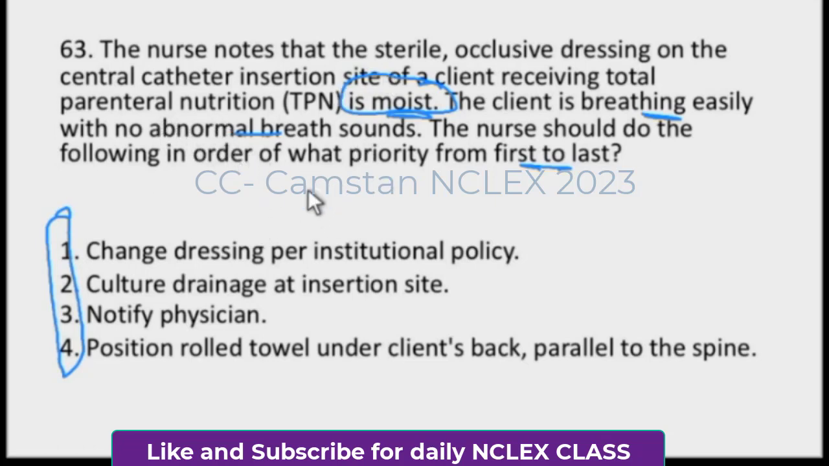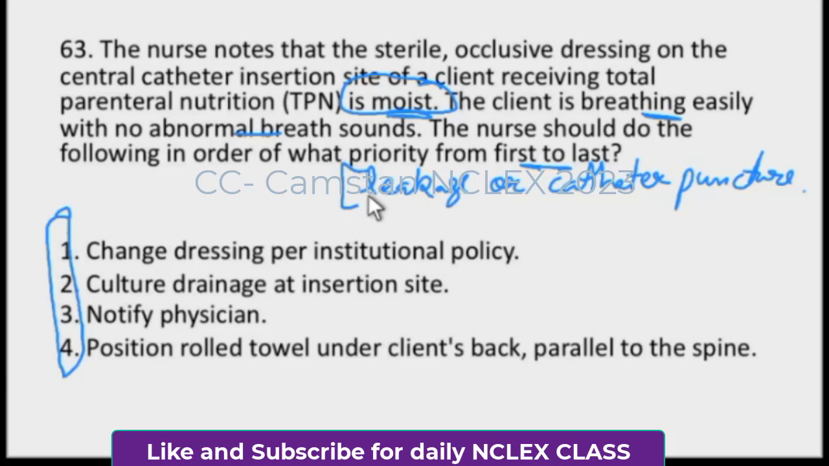So in TPN, the potential complication could be a leakage or catheter puncture, right? This is a potential complication, leakage. This is what is happening in this question, that there is some leakage, right? So to prevent this leakage, the nurse should take appropriate measures, and according to the priority, the nurse should first notify the physician, right? First of all, notify the physician, that is the third option.